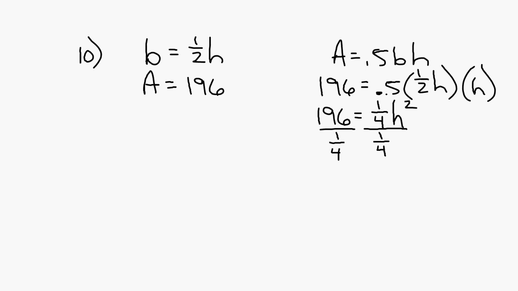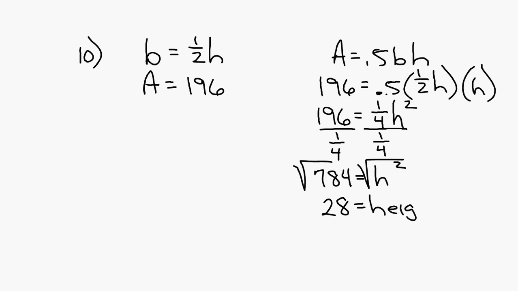And then you can find the square root of both sides. And 28 is equal to h. H is your height. The base is equal to half the height. 28 is the height, then 14 is equal to the base. So there's your base and height.